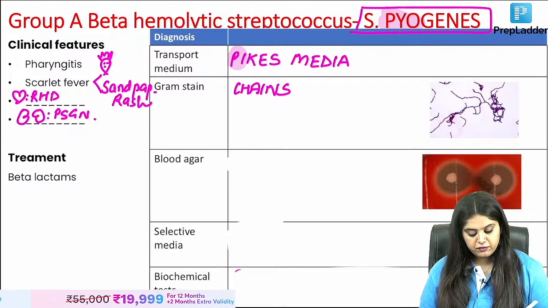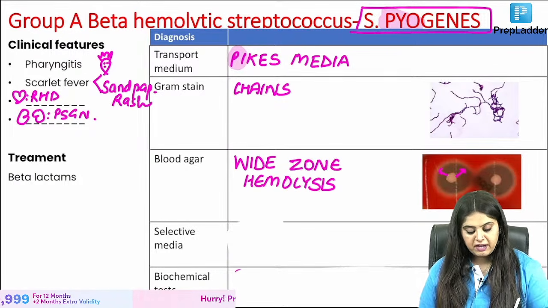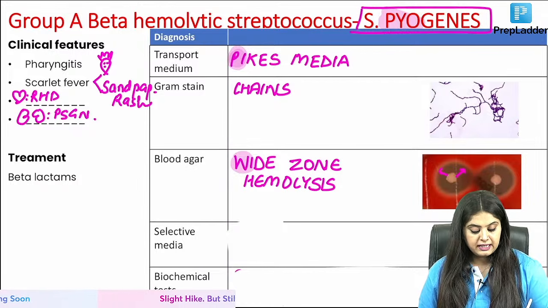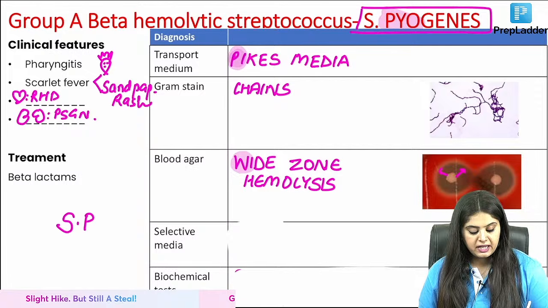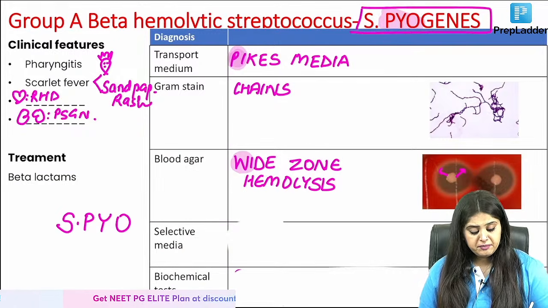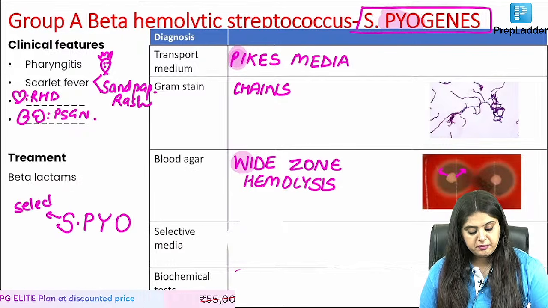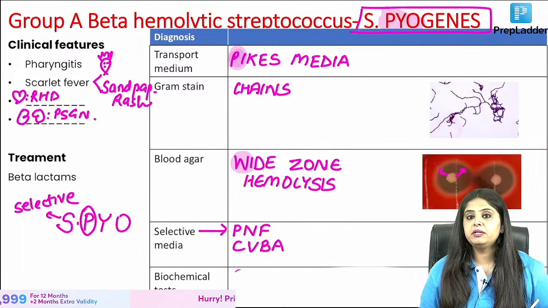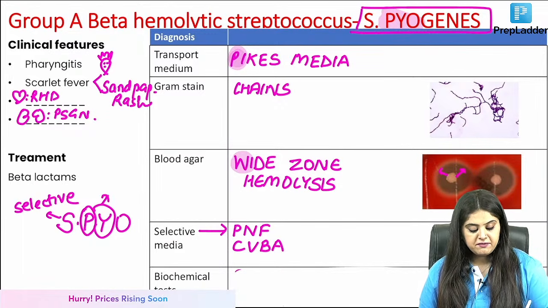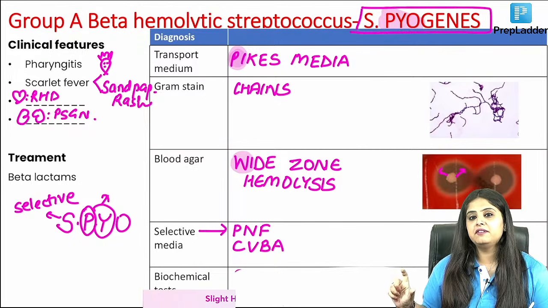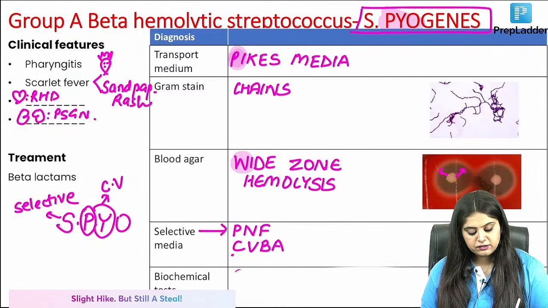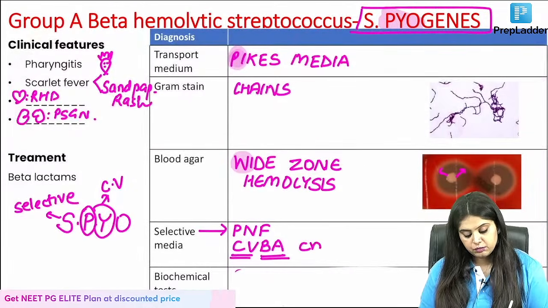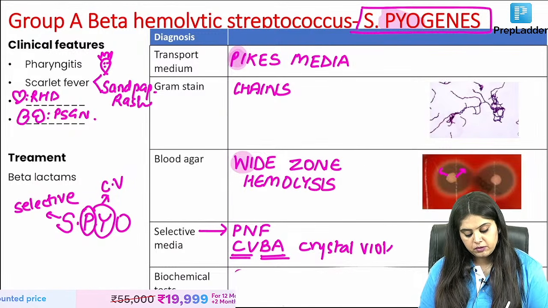Coming to blood agar, many of you like Dr. Avinash would also say, ma'am, wide zone of hemolysis is seen, everything will go pi pi. Now coming to selective media, when I write Streptococcus pyogenes, if I ask you what the selective media is, you will first say the antibiotic one, PNF media. Number 1 is PNF media. Then for the V, any stain that comes to your mind, crystal violet. So this is not simple blood agar. Crystal violet blood agar is the selective media for Streptococcus pyogenes.